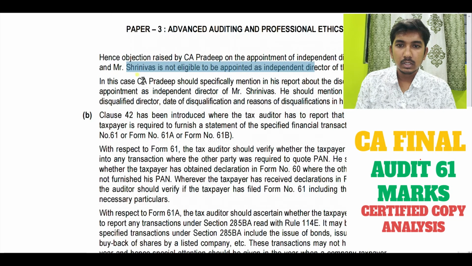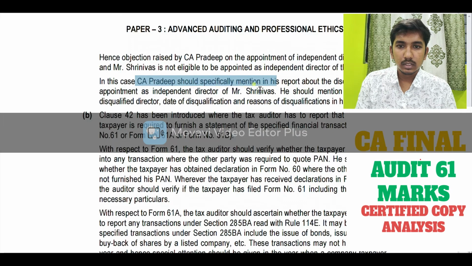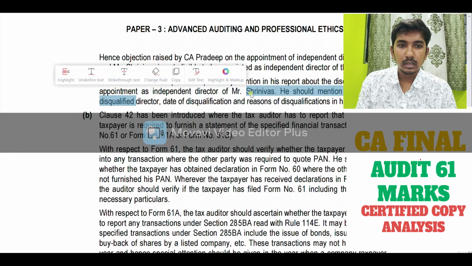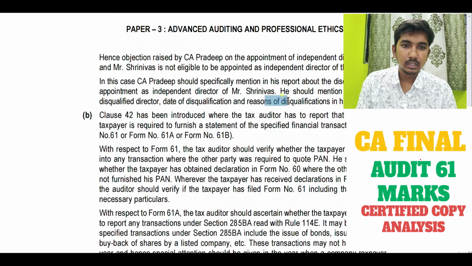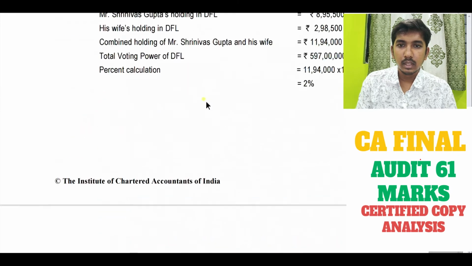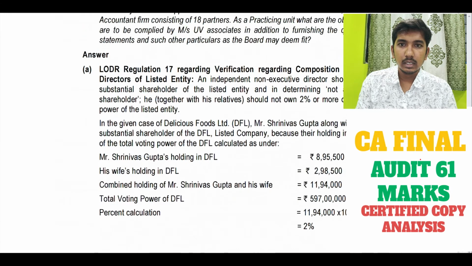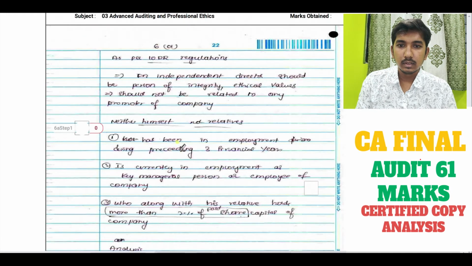And then what is the course of action CA Pradeep should follow, which includes that in his report he should mention the disqualification of the independent director, and he should mention the name, date and reasons of disqualification. So this is the suggested answer. Now let us check my answer.